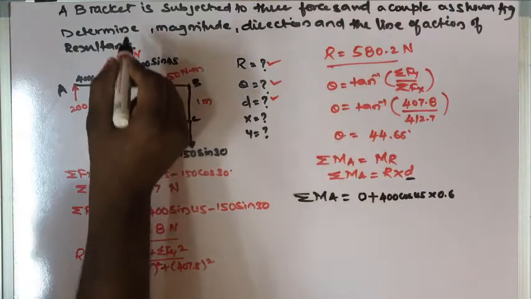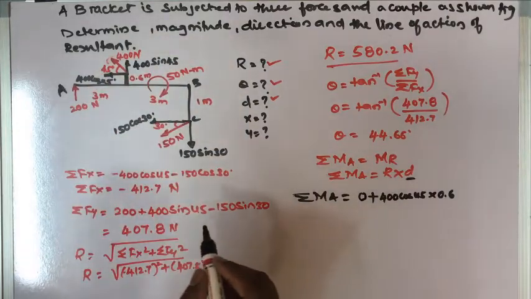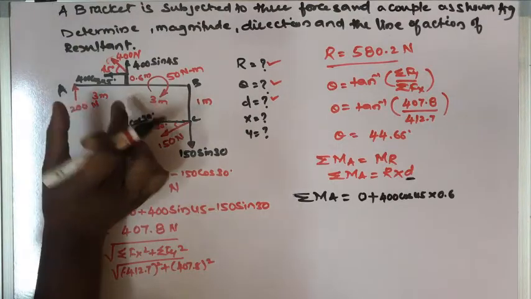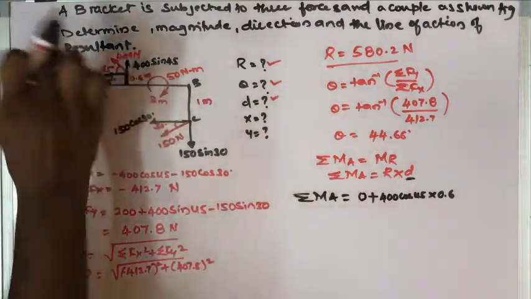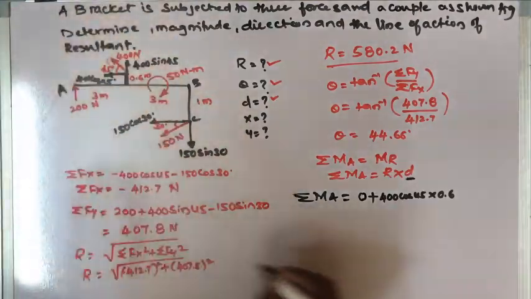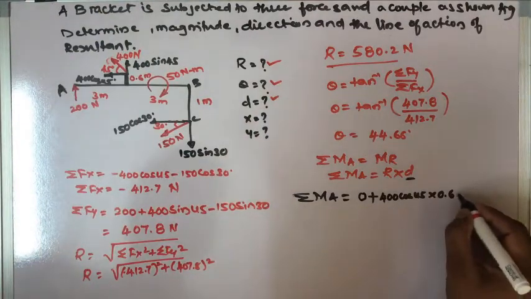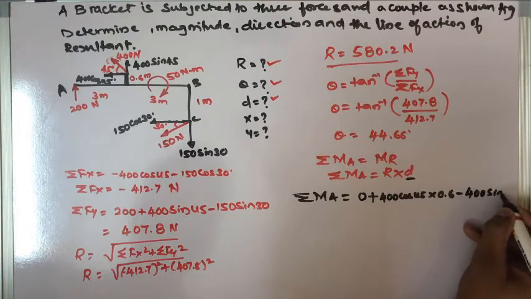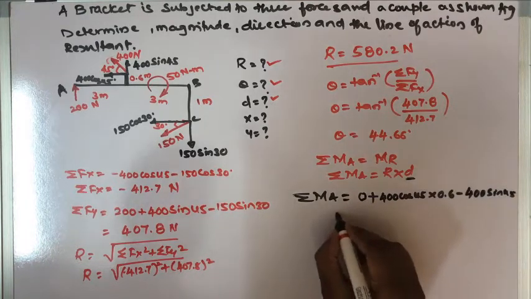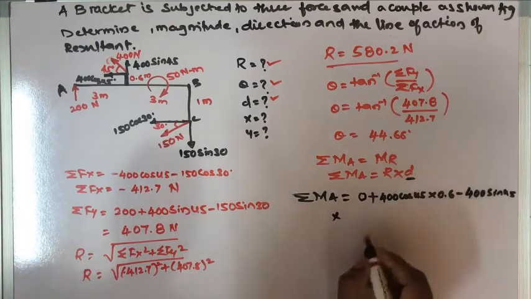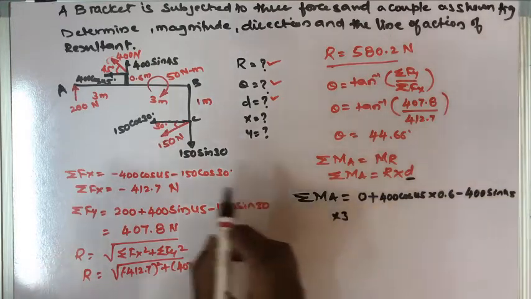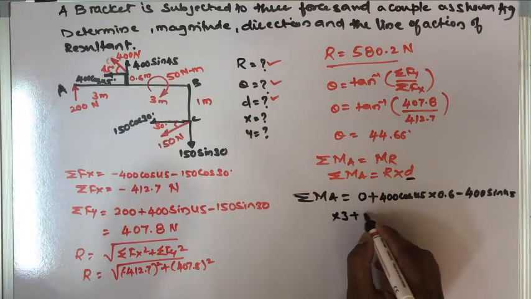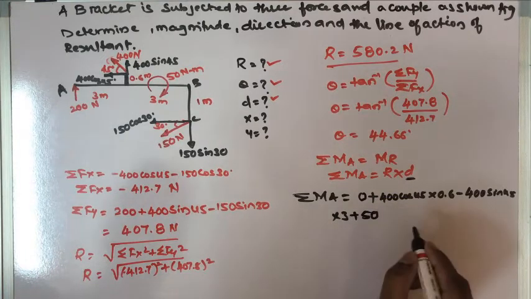So 400 cos 45 degree into the distance 0.6. Now come to the third force, which is 400 sin 45. The line of action of the force is this, and the perpendicular distance is 3 meter, and it will create an anti-clockwise moment. If it is an anti-clockwise moment, then minus 400 sin 45 into 3 meter. Now come to the couple moment, which is in the clockwise direction, so directly I'll write the moment value, which is 50 Newton meter.